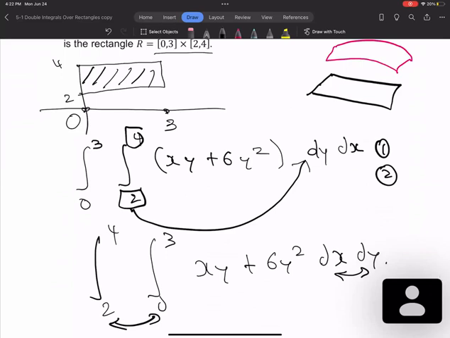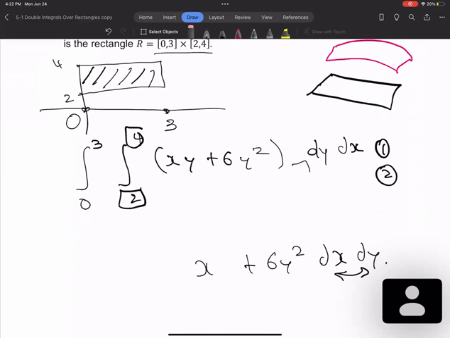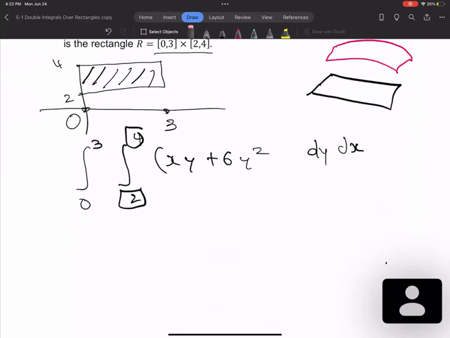So let's do these ones between 0 and 3 and 2 and 4. So we're going to do one. Okay, so be my guest. Find me the first integral with respect to y. Let me give you 5 minutes to do that one.